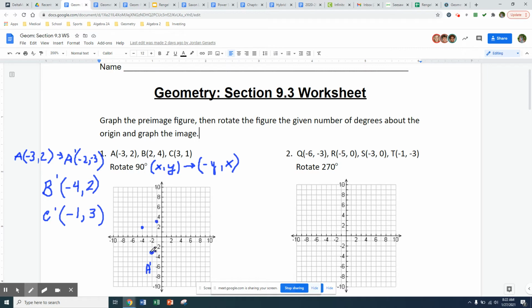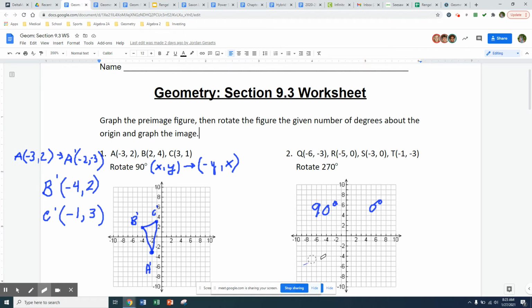So there would represent a 90-degree rotation. I should probably label: there would be my B prime, and there would be my C prime. So there would be my image under that rotation. I didn't graph the pre-image just for time's sake, but if you graph the pre-image, you'll see that 90-degree rotation. Our coordinate plane is broken into four quadrants, so you've got 0 degrees, 90 degrees, 180 degrees, 270 degrees, and each quadrant represents those 90 degrees.